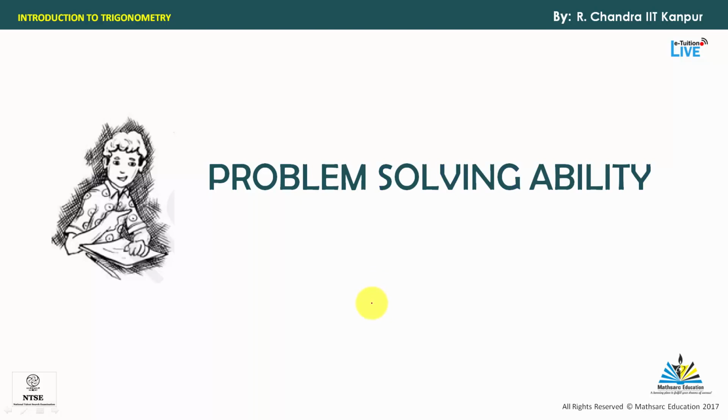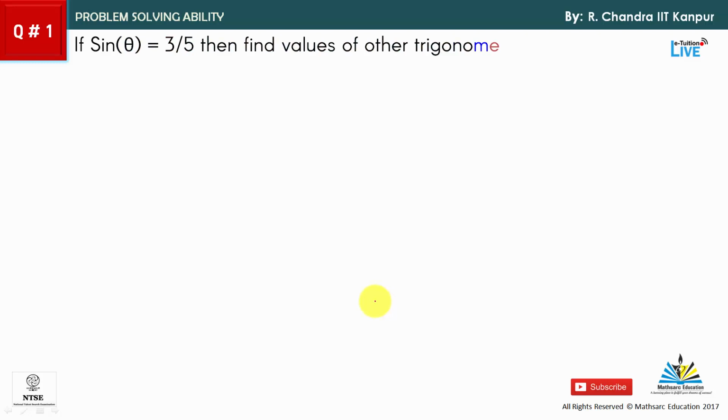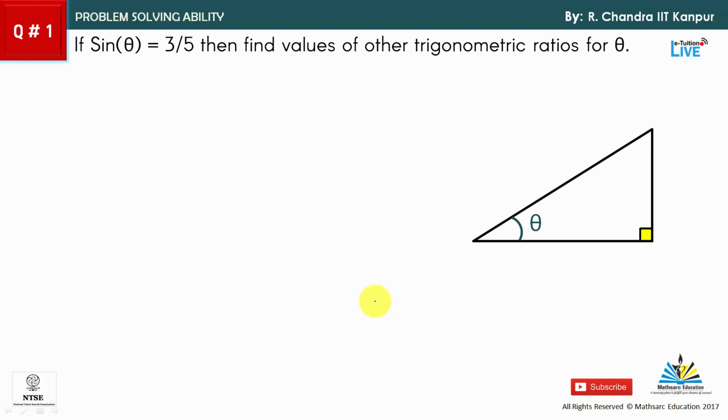Let's have some problem solving ability. Here is question number 1. If sin theta is equal to 3 by 5, then find the value of the other trigonometric ratios for angle theta. Sin theta is equal to 3 by 5, then you may be thinking that this length is equal to 3 and this length is equal to 5.